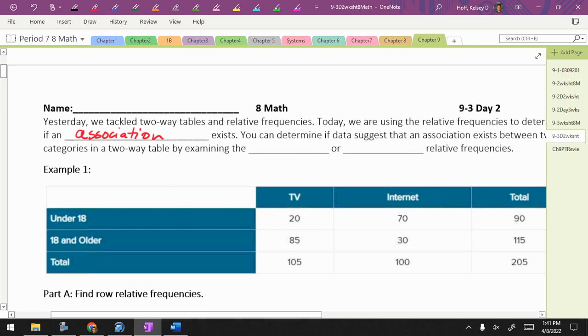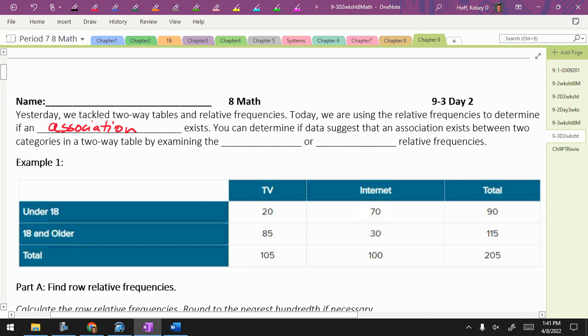You can determine if data suggests that an association exists between categories in a two-way table by examining the row or column relative frequencies. And you have to read carefully because sometimes it does matter which one you do. Sometimes they're just going to tell you by row, by column. But otherwise it depends on how the words are stated.